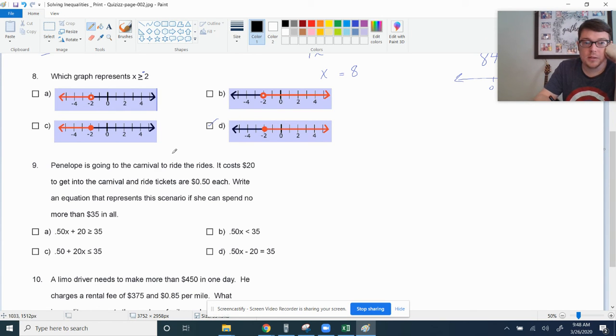Let's look at number 9. Penelope is going to the carnival to ride the rides. I'm going to do a tape diagram for this one. It costs $20 to get into the carnival, and ride tickets are 50 cents each. Write an equation if she can spend no more than 35. So 35 is like your total here.